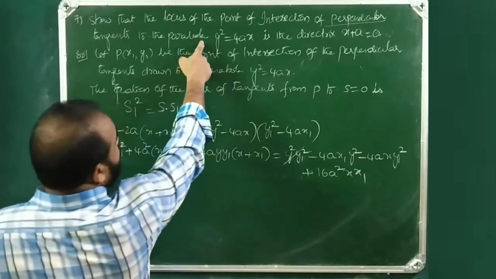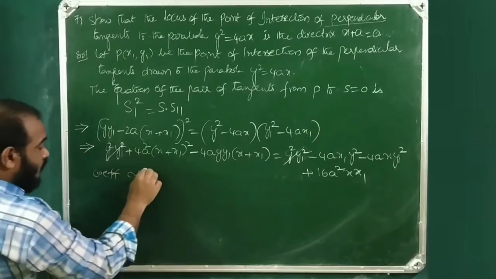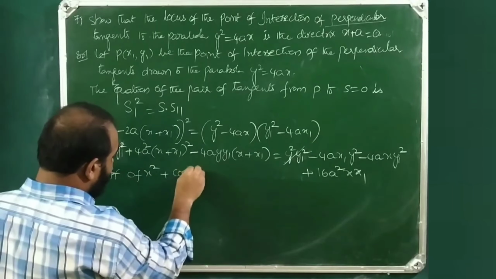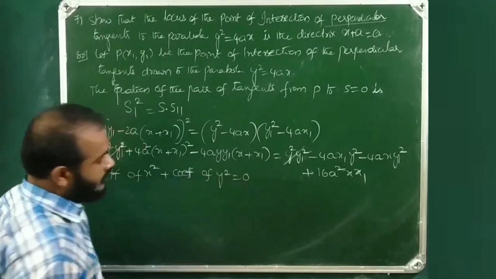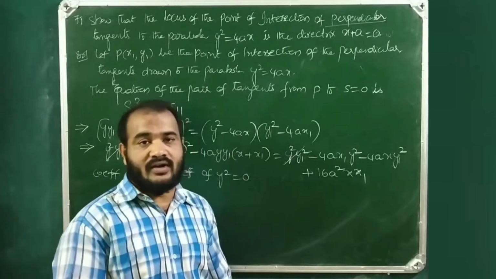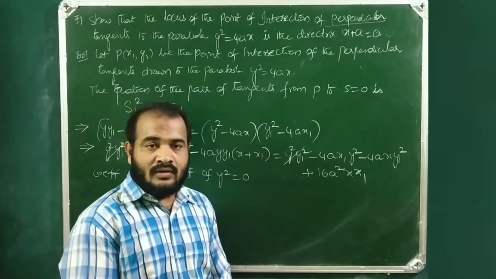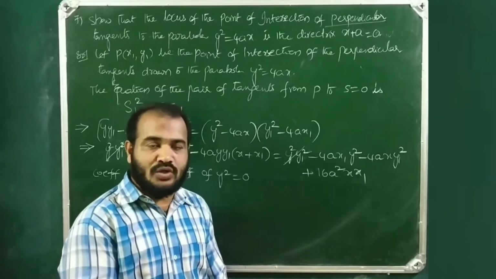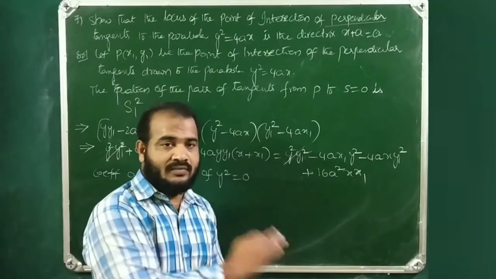Now the tangents are perpendicular. Coefficient of x square plus coefficient of y square is equals to 0. ax square plus 2hxy plus by square equals to 0 represents a pair of straight lines. And if these two lines are perpendicular, then coefficient of x square plus coefficient of y square equals to 0, which we have learned before in the first year.